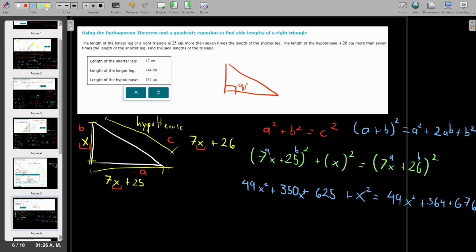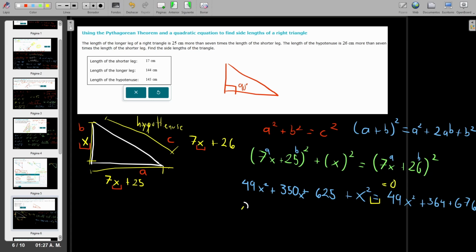You remember how to do this? How to come from here? We need to isolate all the x's to one side. In this case, we need to put all the values to one side, and then we can make all this equal 0.